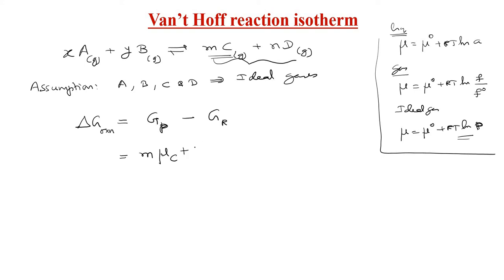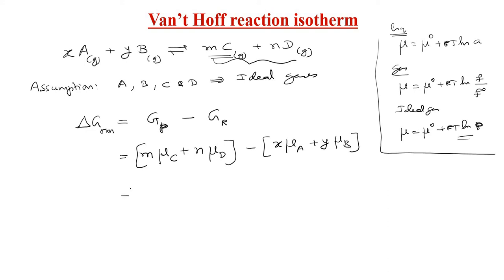Plus number of moles of the product D into chemical potential of the product D. So this is nothing but Gibbs free energy of the product. Minus Gibbs free energy of the reactant, which can also be written in a similar manner: X into chemical potential of the compound A plus Y into chemical potential of the compound B.